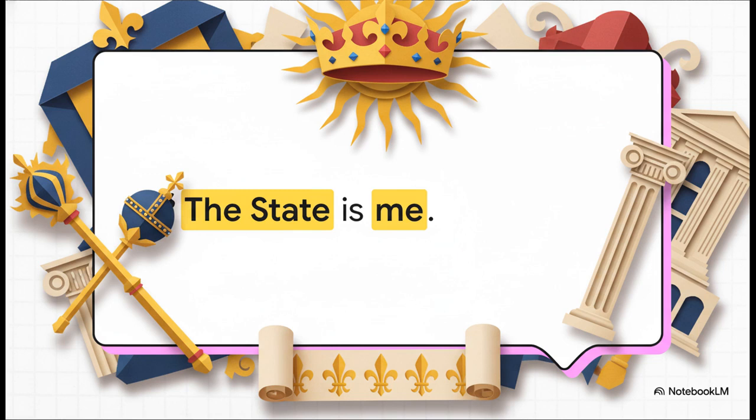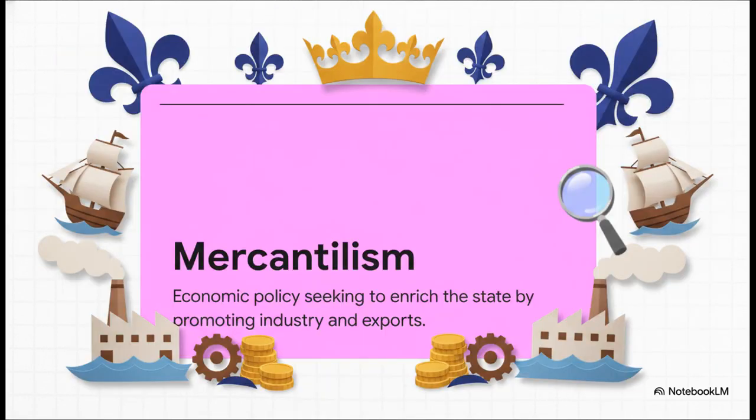You absolutely would not find King Louis XIV delegating his power to a valido. Instead, he famously declared, "The state is me." He consolidated all legislative, executive, and judicial powers directly into his own hands. This is the absolute peak of absolute monarchy, where royal power was considered divine and the king answered to absolutely no one but God. But hey, holding on to that much absolute power requires a massive amount of wealth.